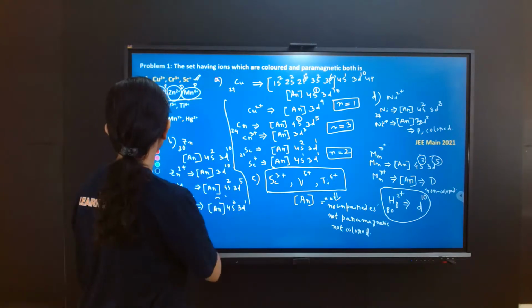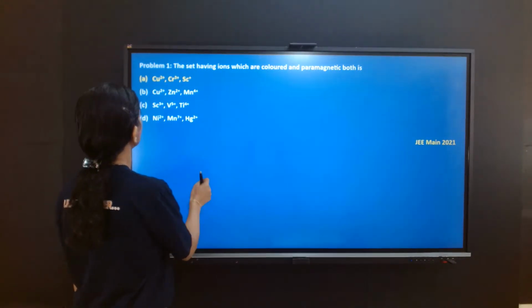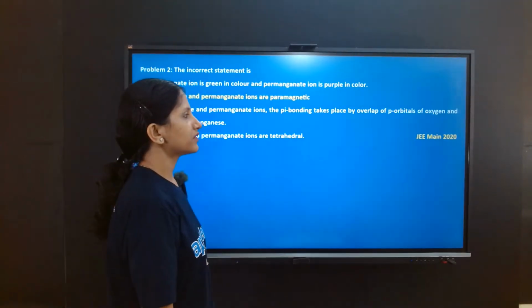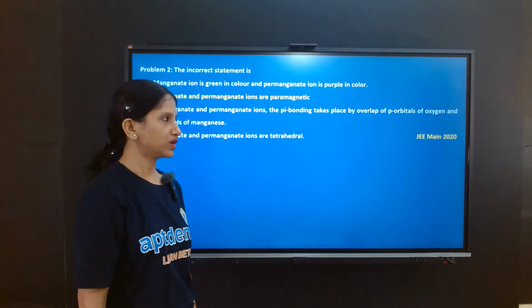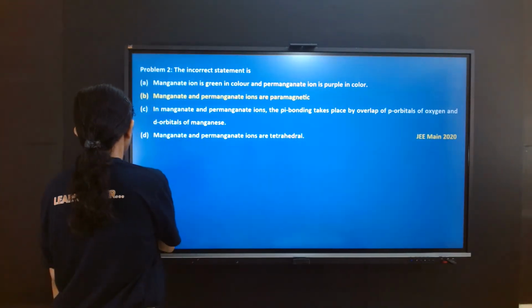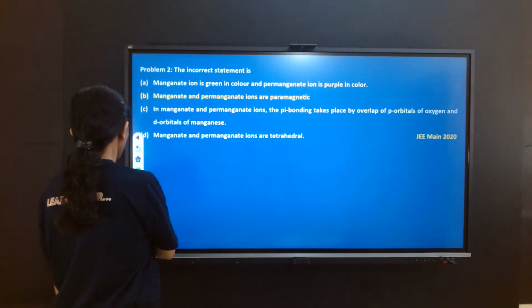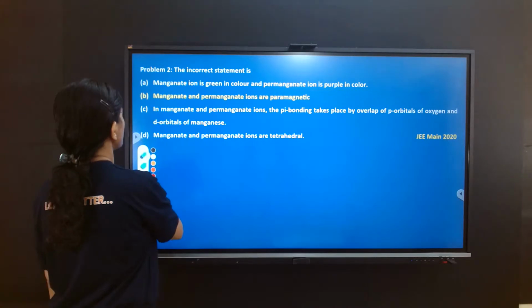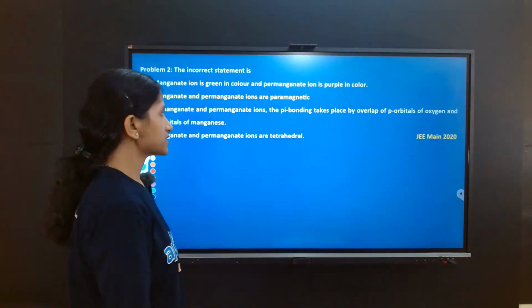I hope you have understood. Now let's move on to problem number 2, which has been taken from the Joint Entrance Main Examination 2020. So some statements are given here. We have to choose which one is the incorrect statement among the 4 statements.